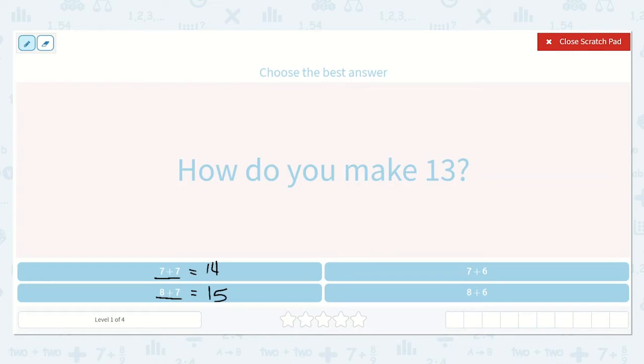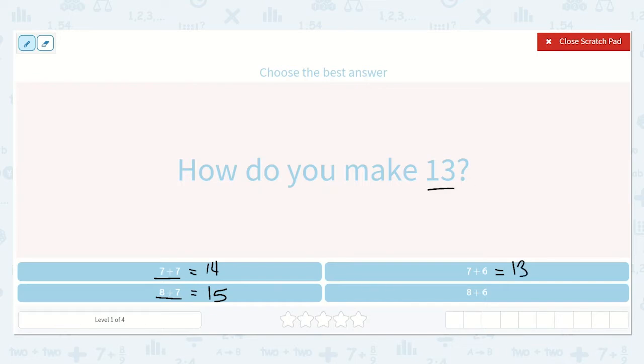Here we have 7 plus 6. Well, like I said over here, I know 7 plus 7 is 14, so 7 plus 6 will be one less than 14, and that is 13. That's the number we're looking for.